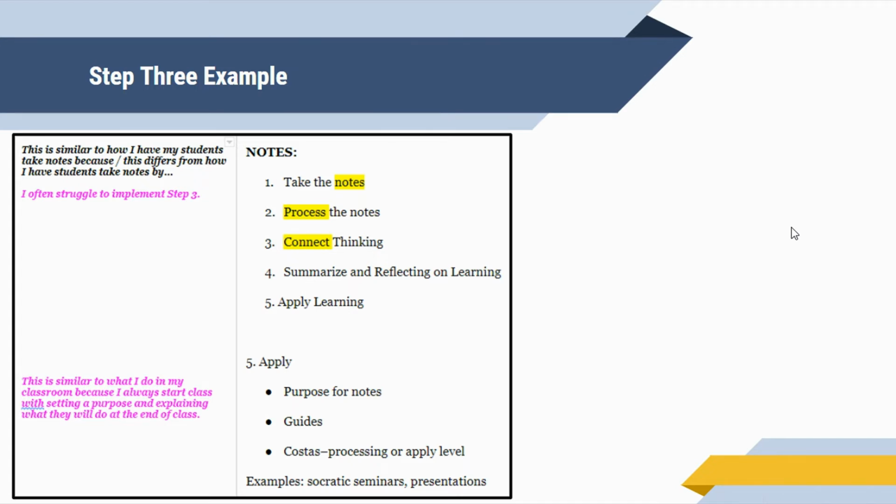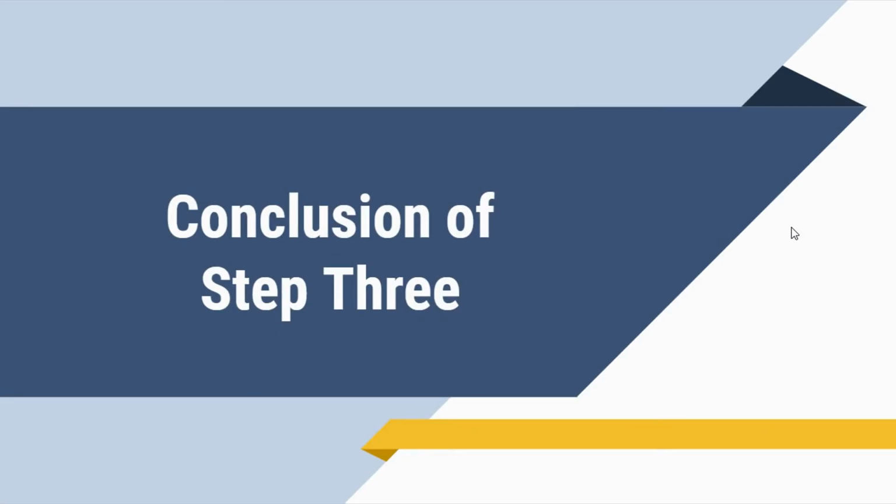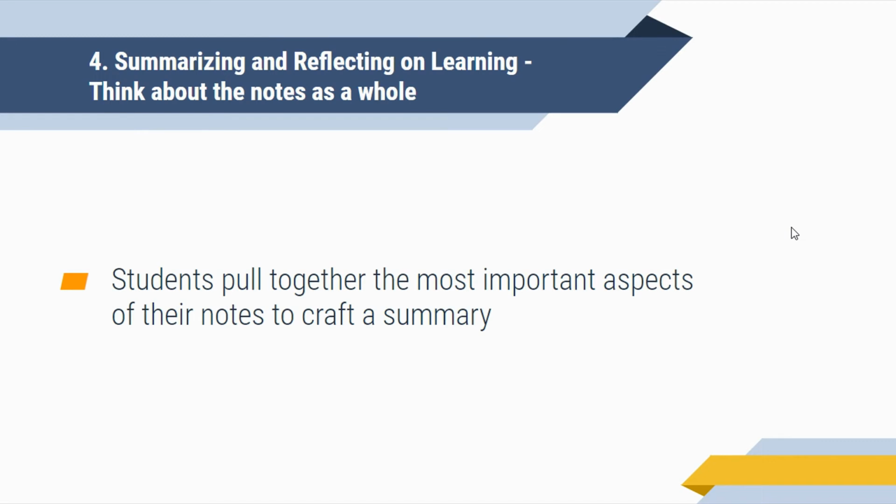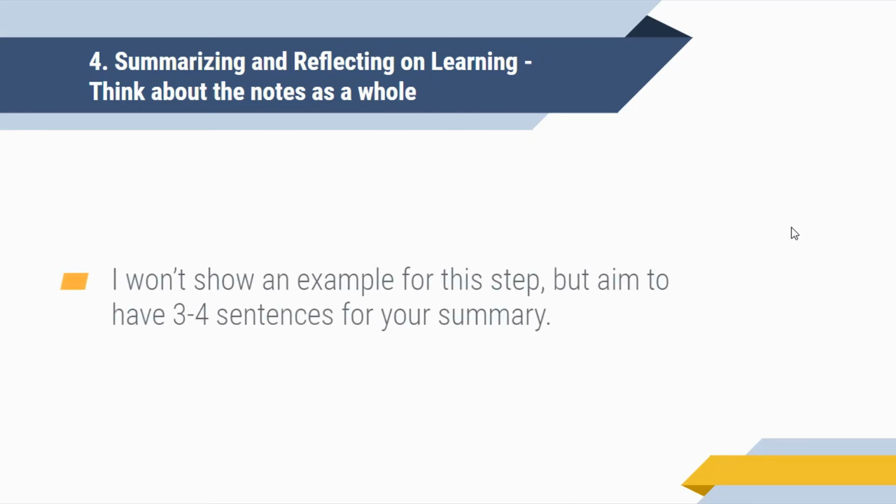So with these examples in mind, go ahead and pause the video so that you can make your connections in the left-hand column. We'll pick back up with step 4 when you're back. All right, so you've hit the end of step 3. Now we're moving on to step 4, which is summarizing and reflecting on the learning. So again, this is where you're pulling together all of the notes that you took and condensing it down into just the most important aspects. I am not going to show an example for this one, but I would say aim to have about 3 to 4 sentences in your summary.